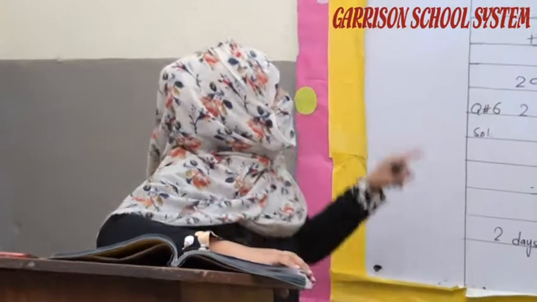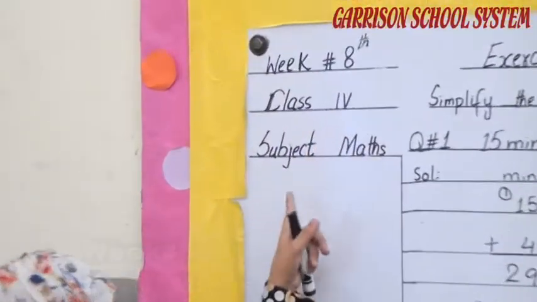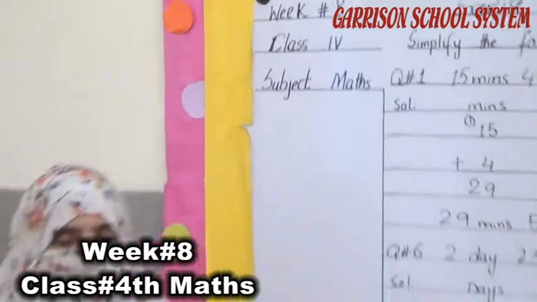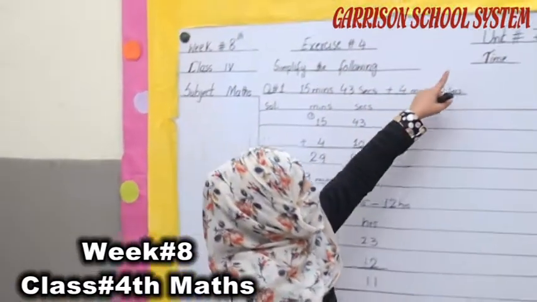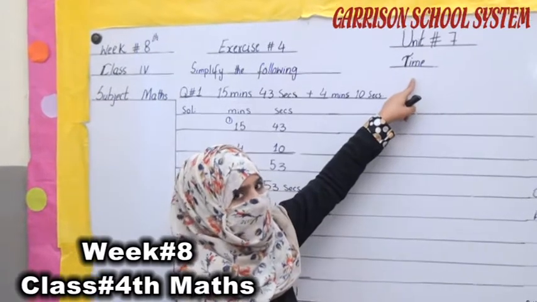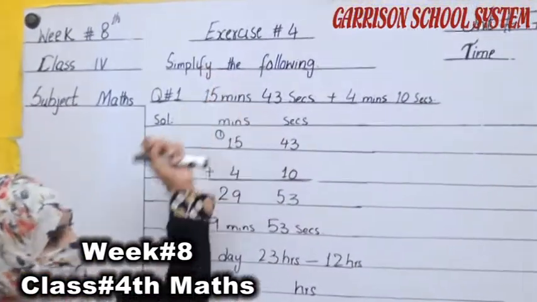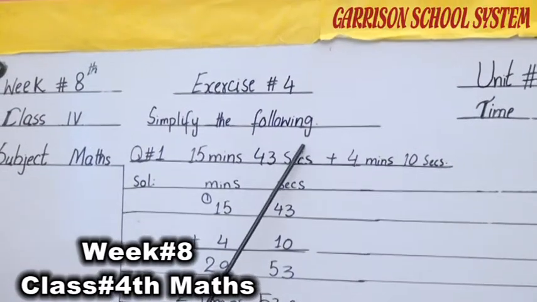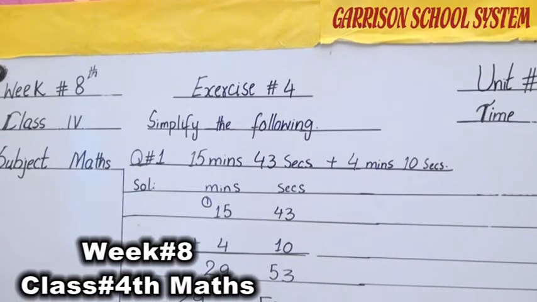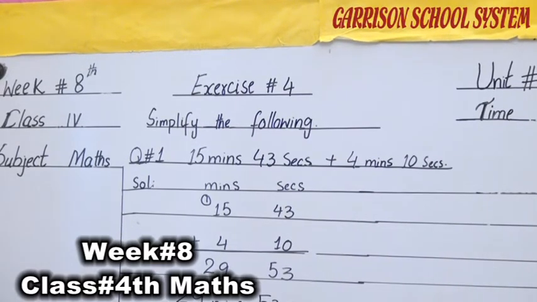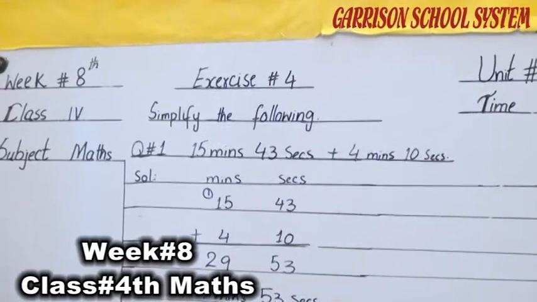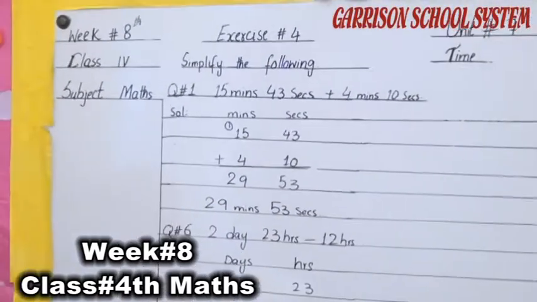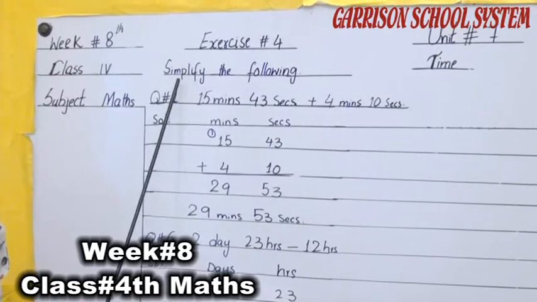It's our 8th week, class 4, subject maths. It's the second lecture of unit number 7, that is time. We start exercise 4. Simplify the following. Before we start exercise 4, I told you how we read time on a clock, and how we read seconds and minutes on a clock. So, start exercise 4. Simplify the following.